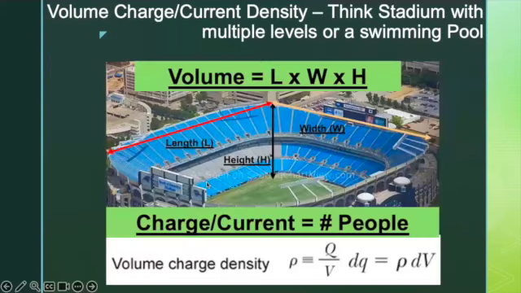And then last example, you can just think of any stadium. Length times width times height gives you volume. So the total number of people uniformly distributed in this area. Or you could think about a swimming pool, whatever makes it easy for y'all.